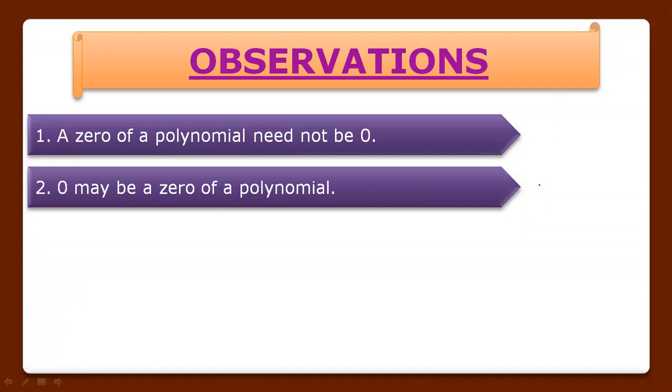Suppose I write here p(x) is equal to 3x. If we have to find the 0 of this polynomial, what will we do? 3x equals 0, x is equal to 0 upon 3, which implies x is equal to 0. So this is what is written here, that 0 may be a 0 of a polynomial. 0 can also be the 0 of a polynomial.